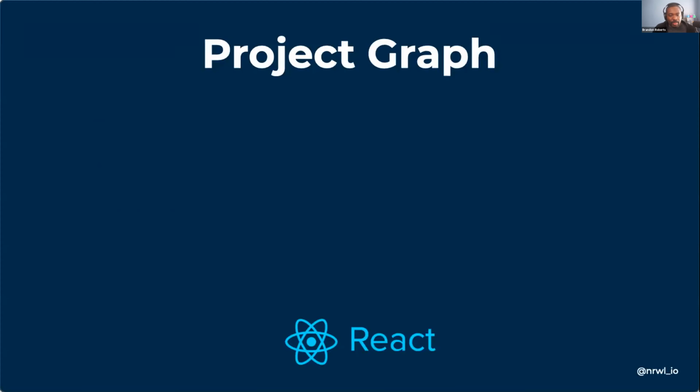Next, we're going to talk about the task graph. NX uses the project graph to create this task graph. So as I mentioned before, anytime you run a task, NX creates this graph from the projects that are in there and executes those tasks in that graph. So all these tasks don't depend on each other and can be run in parallel. And here I have two apps and one library that are all in the same repository, but they don't have any dependencies on each other, so they can be run in parallel.